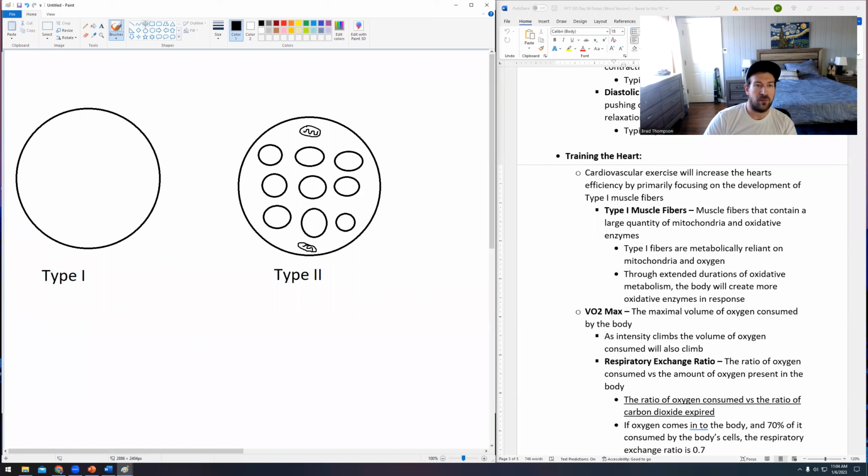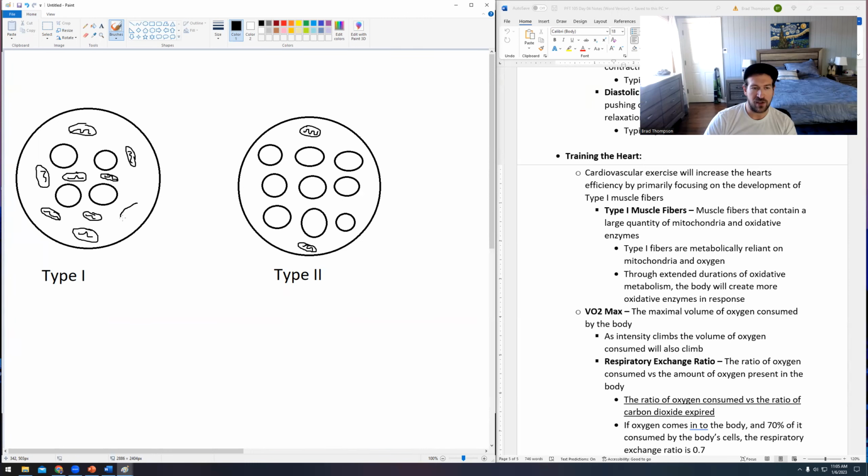But a type 1 muscle fiber, while it may not have very many actual contractile proteins, you can see we've only got 4 compared to the 9 that I got over here, is going to be packed full of these little mitochondria, which means even though there's less fibers, I am able to produce energy like crazy. And this is the difference between a runner's body and a bodybuilder, very, very different body types because they have very different fibers.